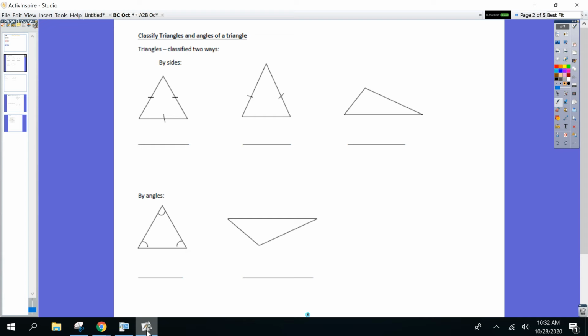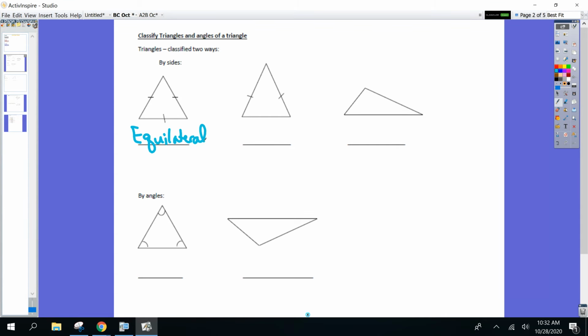Shout them out here and argue with each other. This first type of triangle, all three sides are equal. I call it a what? Equilateral. Here we go. Equilateral, everybody. That's an equilateral triangle.